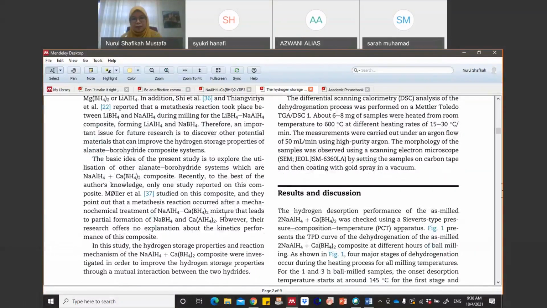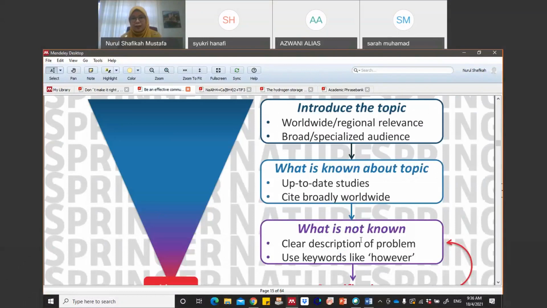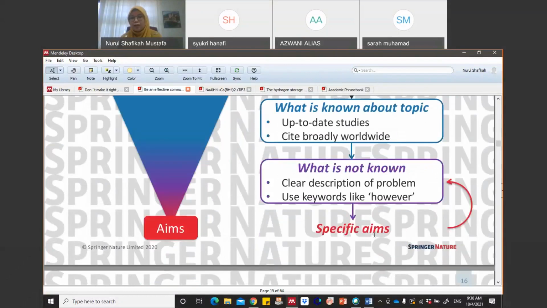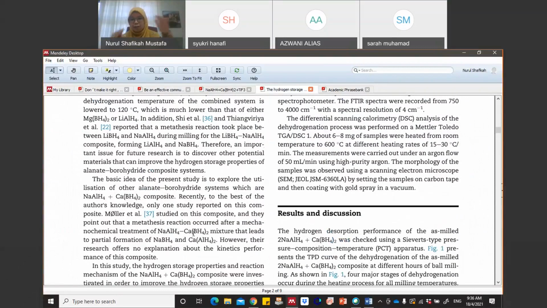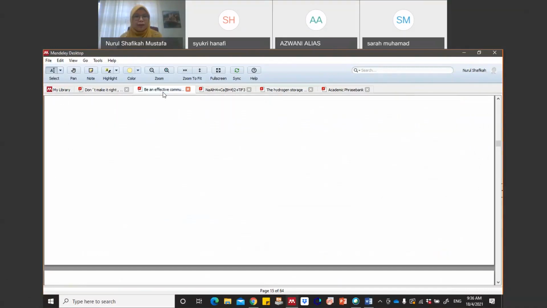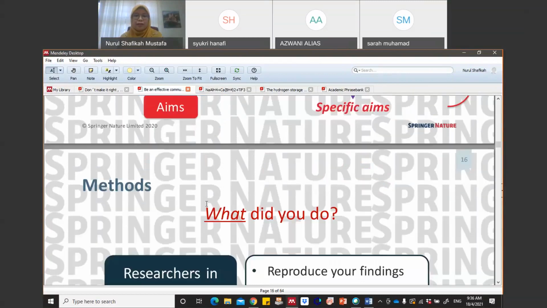Macam saya, however, their research offer no explanation about the kinetic performance of this composite. So kita dah ada kita punya problem kat sini. What is not known? Clear description of problem. Use keywords like however. Baru kita letak kita punya specific aim. So in this study, what kita nak introduce in our study. So that's why the introduction part is very important, from broad to specific. Okay, that's the introduction part. Okay, and then for the methods.